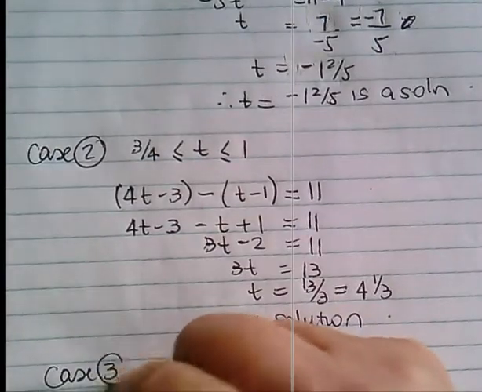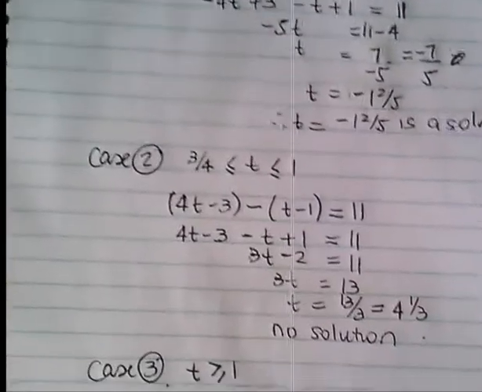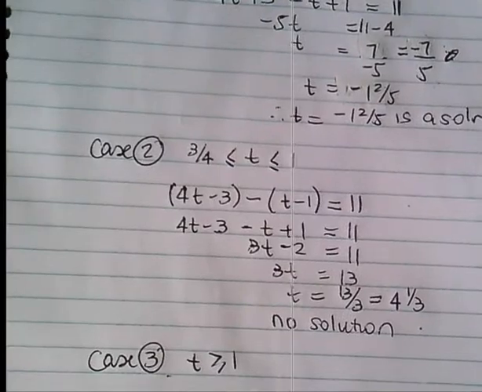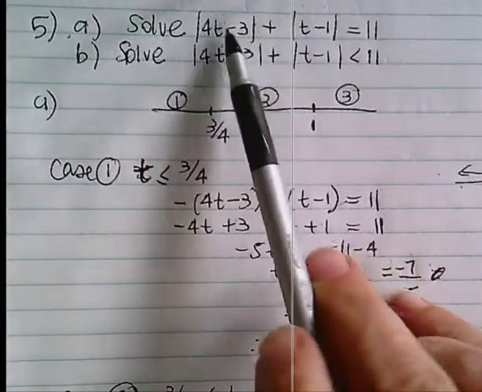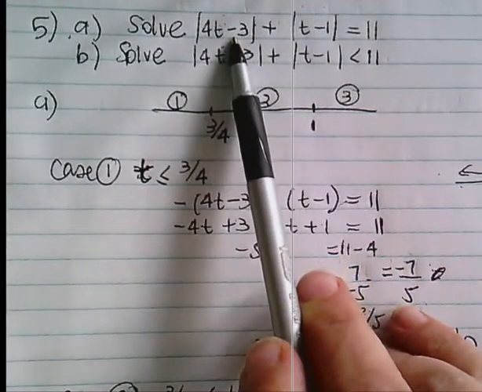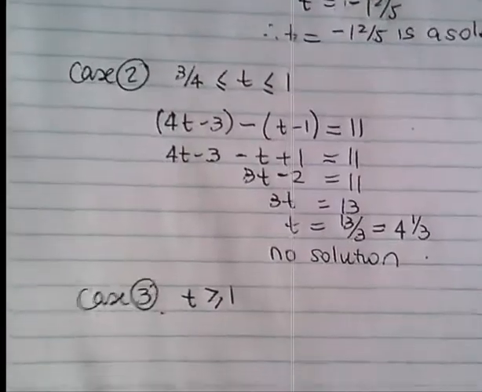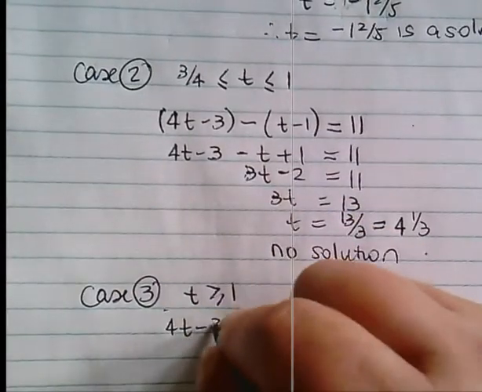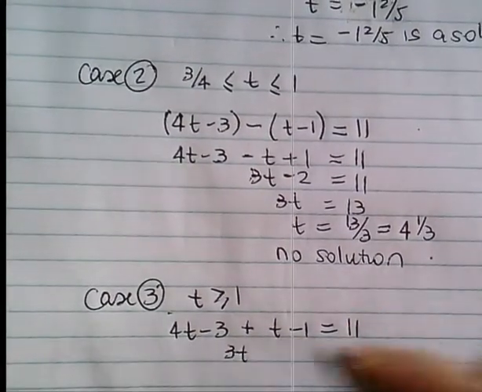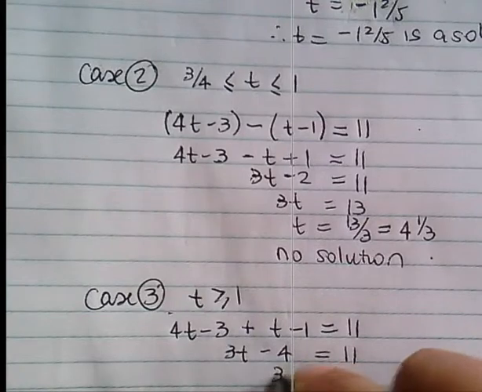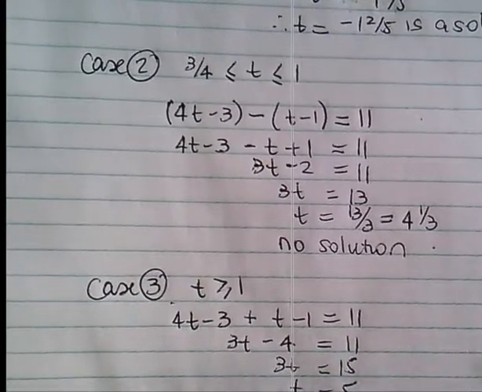Case 3 would be t greater than or equal to 1. All right, going back to your original, if t was 2, would this be positive or negative? Positive. T was 2, this would be positive. So it's the plus plus scenario. So we've got 4t minus 3 plus t minus 1 equals 11, and we just solved that one. We've got 5t minus 4 equals 11. So this is plus 4, which is 15.